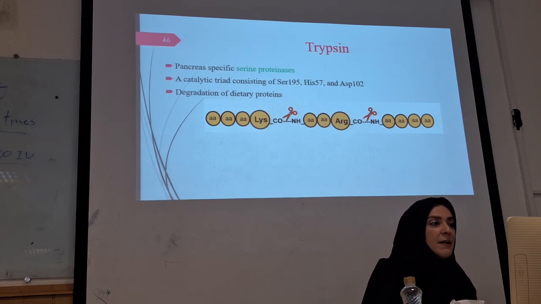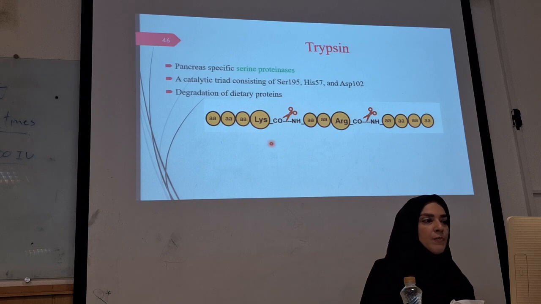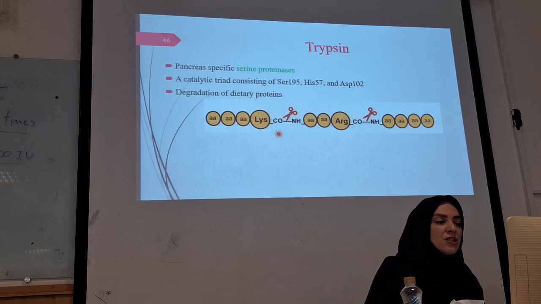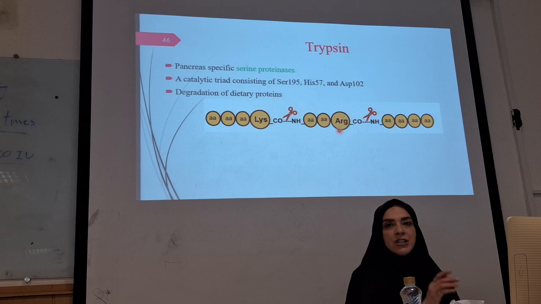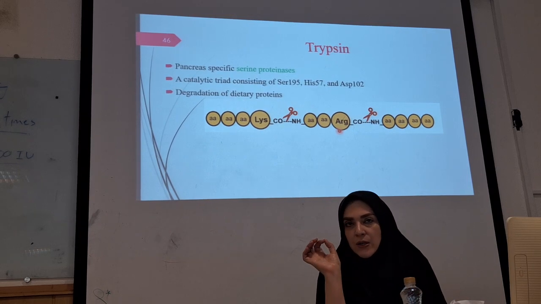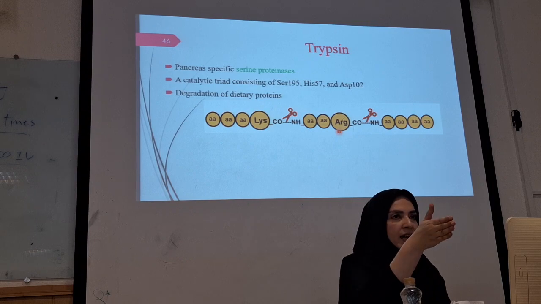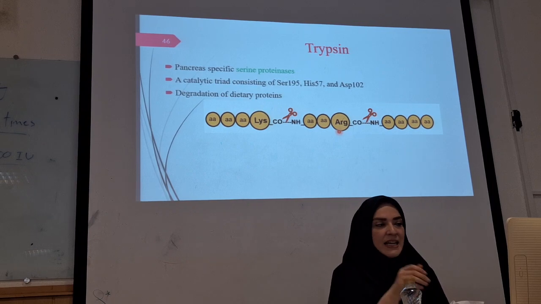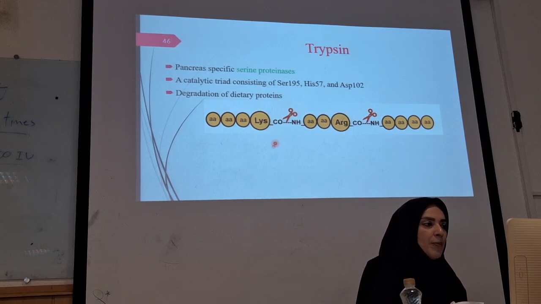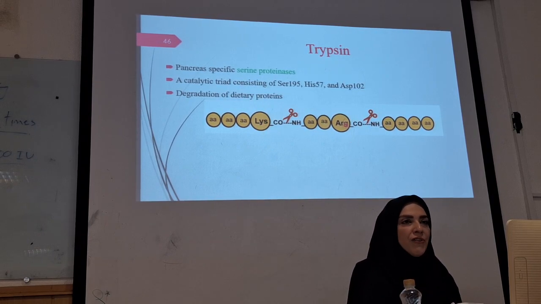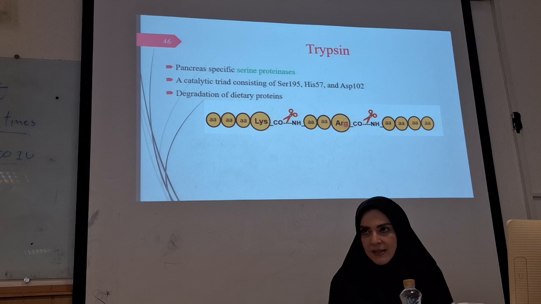For example, about trypsin, which site is important? The peptide bond formed by the carboxyl group of lysine and arginine. So if I ask you, what is the site of the breakage of the trypsin? It is the carboxyl part of the lysine and arginine. And if you remember, both of them are basic amino acids.